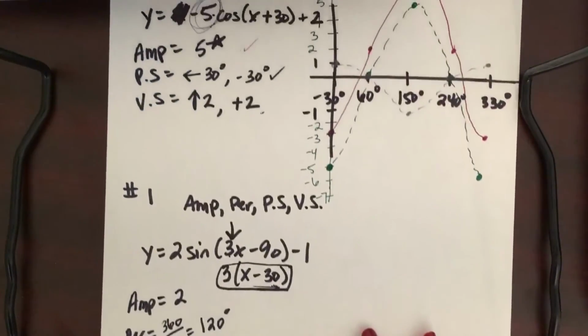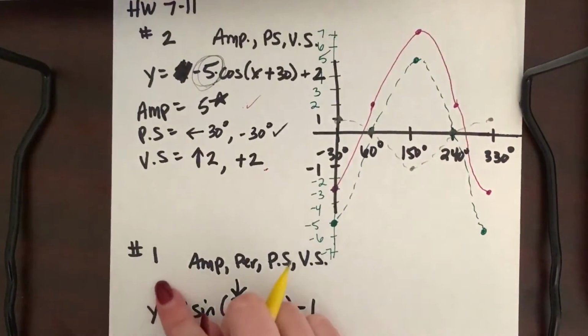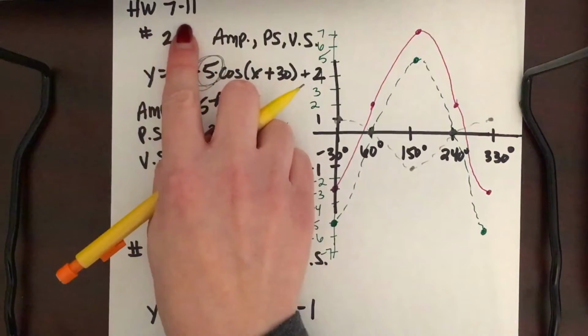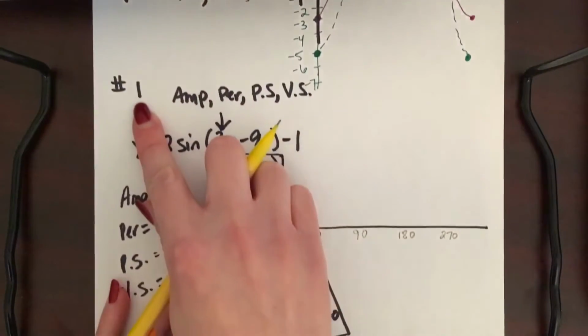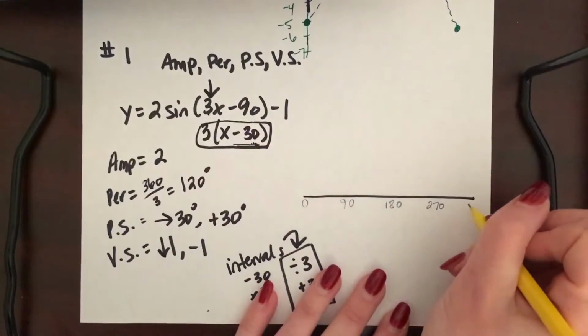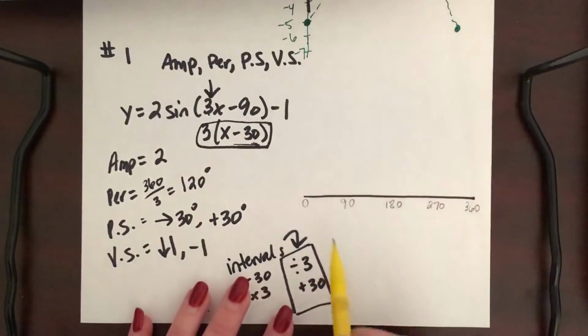I don't think I mentioned, this is actually a question from one of the homeworks. This is a question from homework 7-11. This is problem number 1. So if you need help on that. All right, so here's our normal intervals.